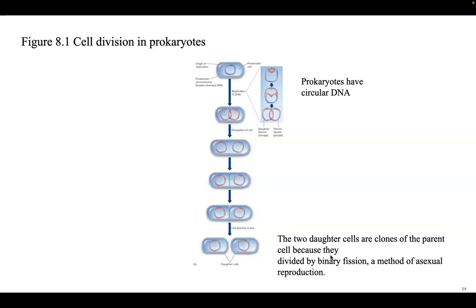So our prokaryotes have that circular ring of DNA, and the 2 daughter cells are clones. This is important to remember. For asexual reproduction, there's nothing to change the genetic information from what the parent provided. So the daughter cells will always be clones.